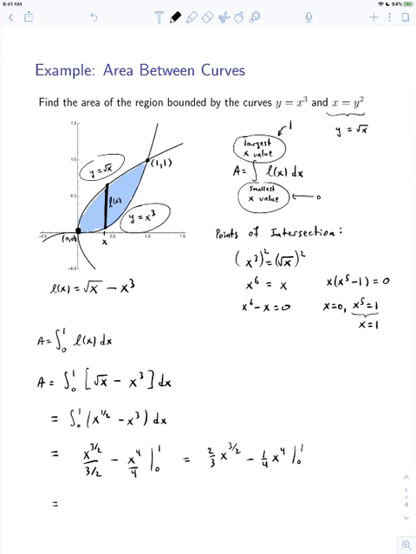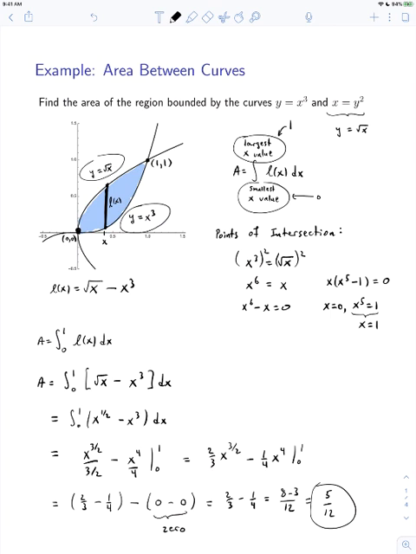If you plug in x equals 1, you get 2/3 times 1 minus 1/4 times 1, minus, and if you plug in 0, you just get 0 for both of these. 0 minus 0, of course, is just 0. So you end up with 2/3 minus 1/4. And if you give them a common denominator of 12, that's 8 minus 3, so 5/12. So 5/12 is the area of the shaded region.